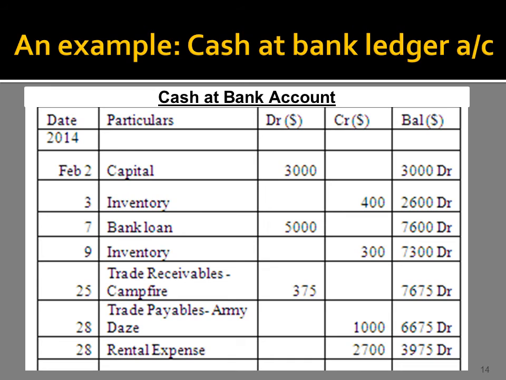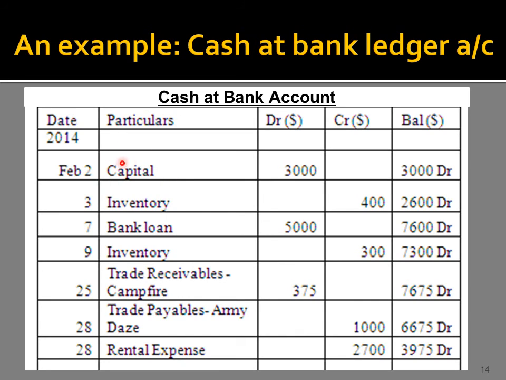After posting all the accounts to the ledger, this is a summary of one particular account that you may have, the cash at bank account. From here, you can see that it is a summary of all the transactions that has happened in February. We have debited the cash at bank account with $3,000, $5,000, and $375. Why did we debit the cash at bank account with these amounts? Let's look at the particulars to find out more.